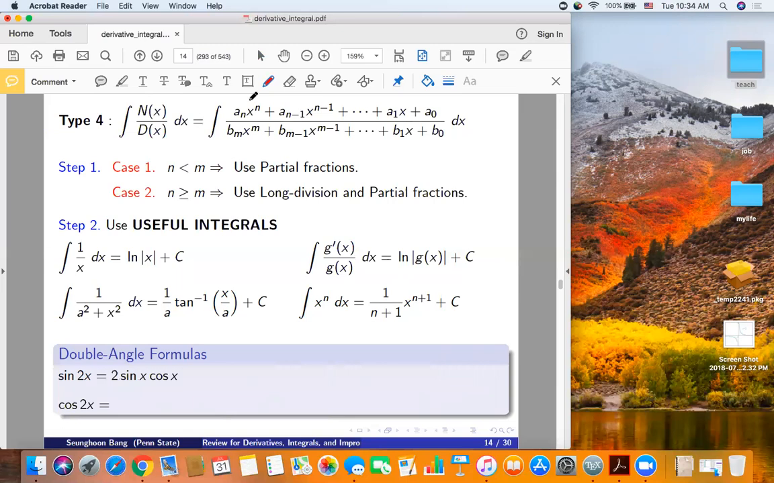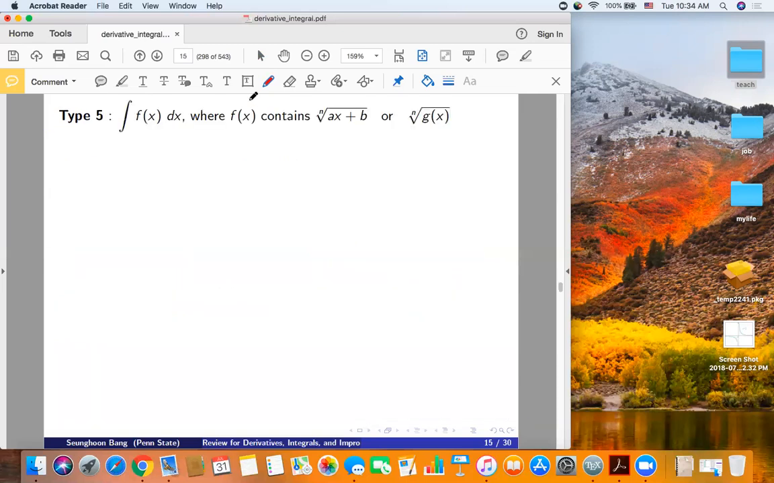Cosine 2x is cosine square of x minus sine square of x, or 2 cosine square of x minus 1, or 1 minus 2 sine square of x.